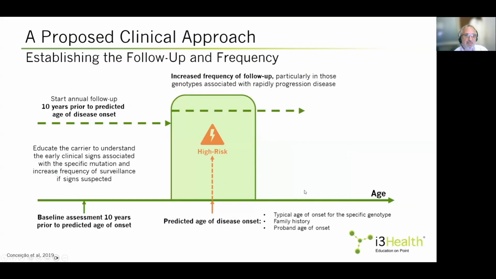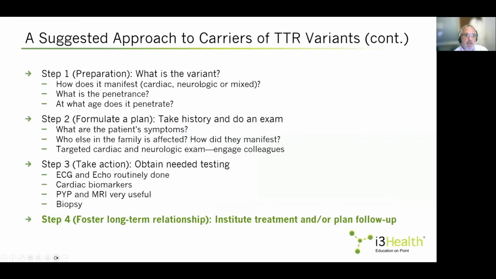How often should we test patients? Well, no one knows. What's been suggested by individuals is, again, to determine the predicted age of disease onset of the particular variant, and then start testing people about 10 years prior with serial studies. And there's even trials ongoing now for people in this range who don't have disease that are part of prevention. So again, step 4 is to foster this long-term relationship, either through the need to institute treatment because you've identified the condition, neuropathic or cardiac amyloidosis from a variant, or just to follow up the patients.